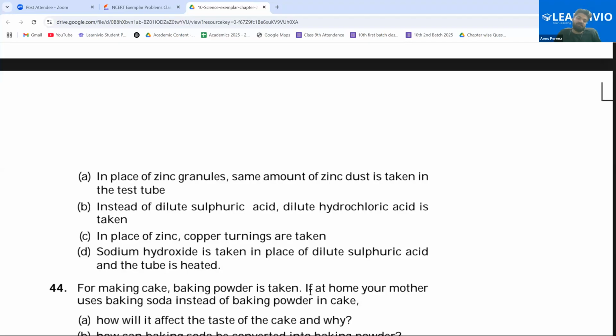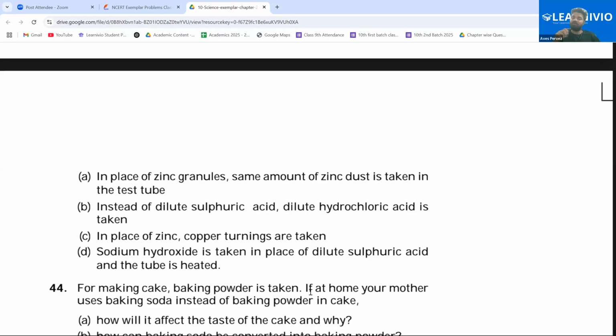Oh, yes, sir. Second, instead of dilute hydrochloric acid, if you take dilute sulfuric acid, और dilute sulfuric acid की जगह पर अगर आप dilute hydrochloric acid लें, will it affect? No, because both are strong acids. If you take a weak acid, then it will affect because a weak acid partially dissociates. But here, in case of strong acid, HCl is a strong acid, nitric acid is a strong acid. Okay, so no effect will be there. Got it?